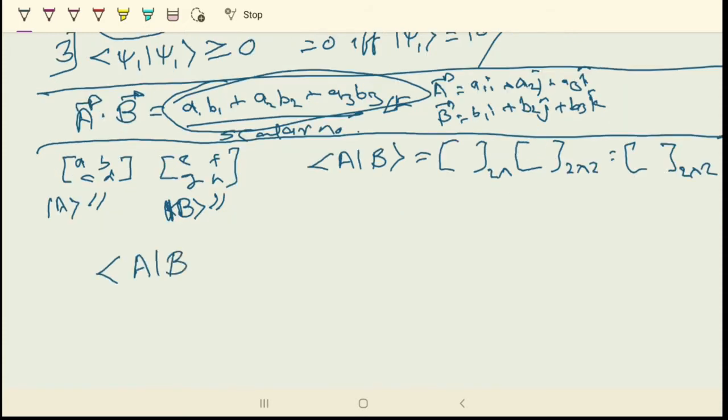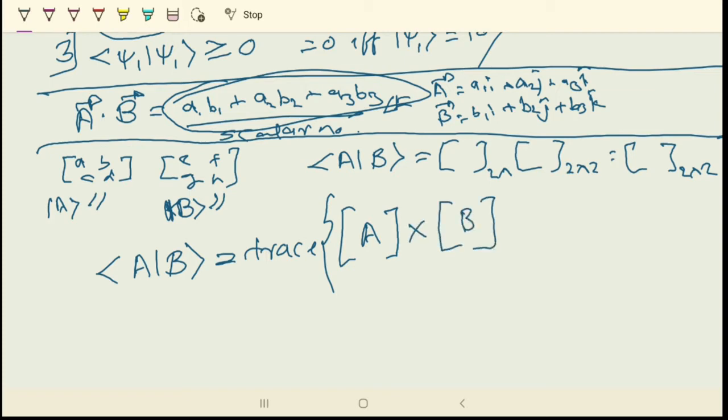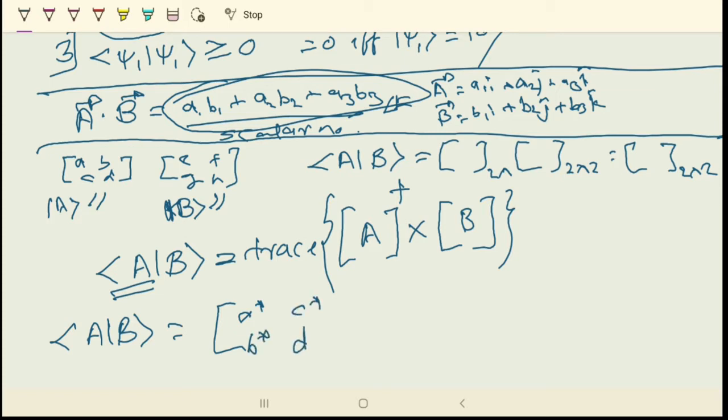Then the inner product A with B is defined as the trace of matrix A into matrix B. And since this A is a bra, this matrix needs to be a complex adjoint. A inner product with B will be equal to A star, B star, C star and D star. This is the complex adjoint. I have taken the transpose and taken a complex conjugate of that.